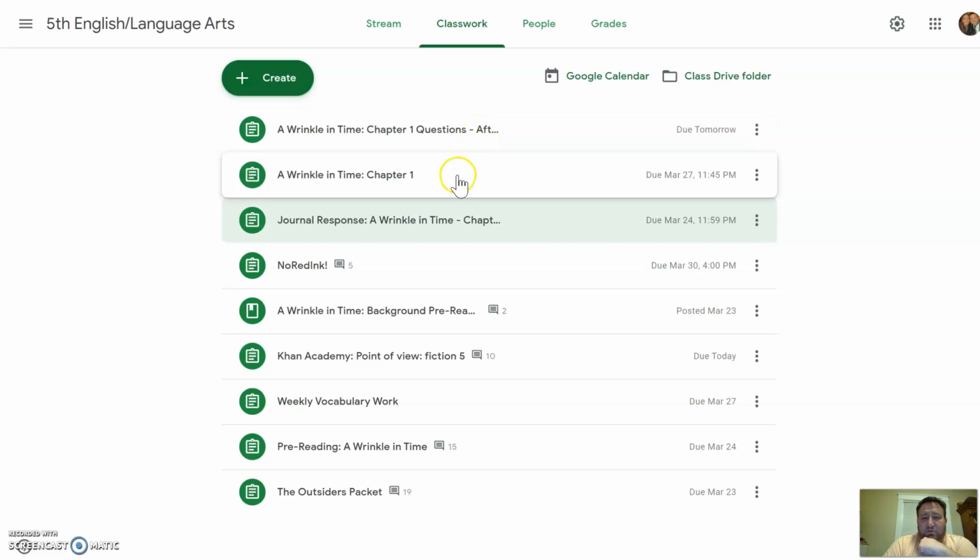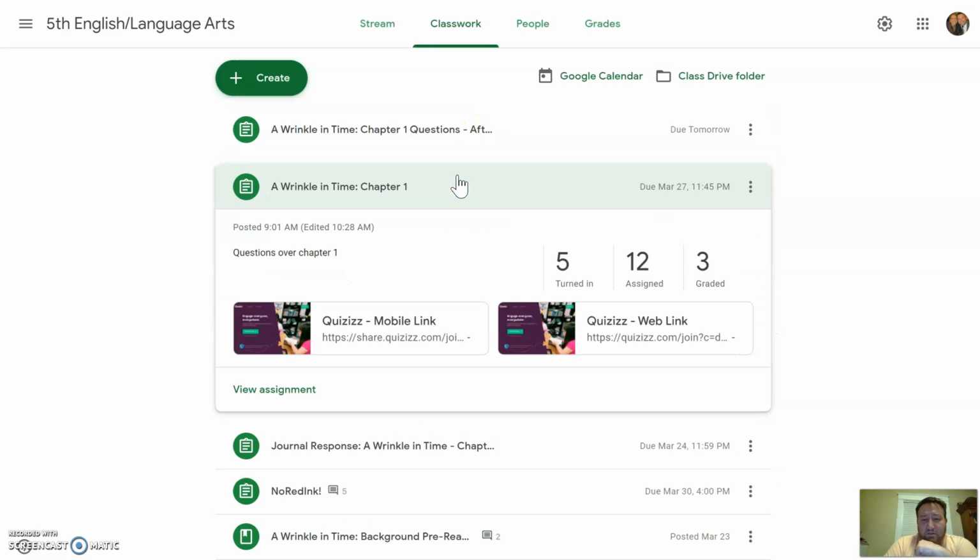You should have your quizzes done, and make sure that you hit turned in, and that's going to grade it for us automatically, which is nice for me. But that needs to get done. So you need to read chapter 1 and then do the quizzes over chapter 1. Don't do the quizzes and think that you've read, because you're going to be very confused.